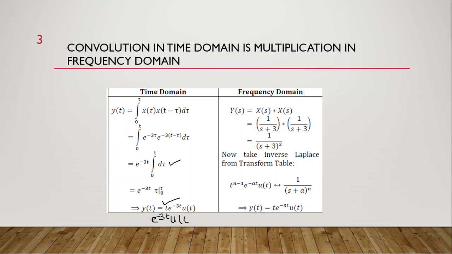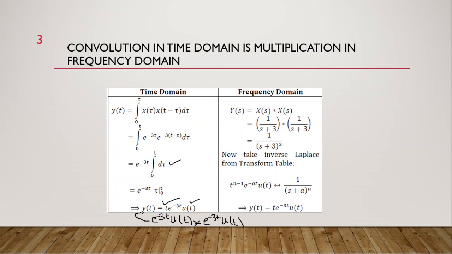So this is e power minus 3t convolved with itself, which means convolved with e power minus 3t u of t, and my result is t e power minus 3t u of t. This result has been found by convolving these two same signals. This was in my time domain.